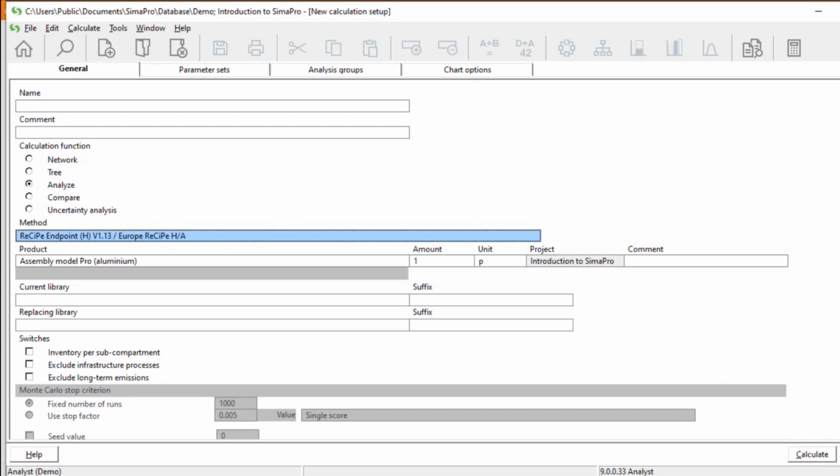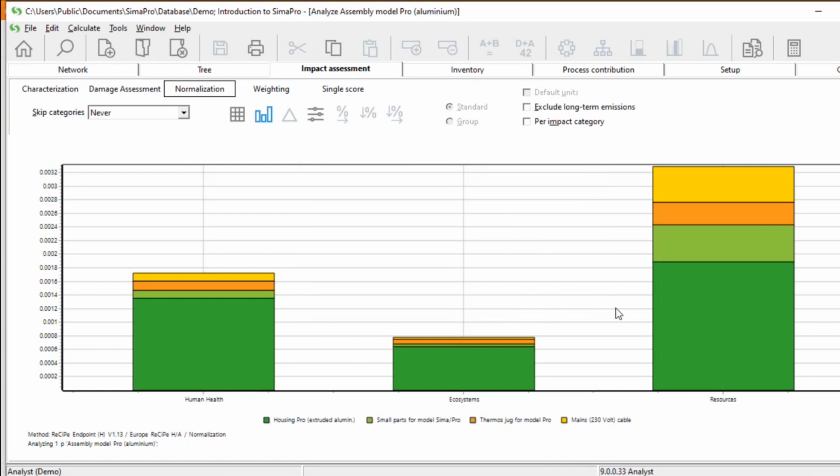Now I will do the calculation here. At the bottom you can see the calculate and close button. Just click on calculate. It's calculating. Okay, so these are the results. I have already discussed these results. This is the impact assessment results. So I'm not going through all these details, but for those of you who are new here, I will discuss a little bit for them.